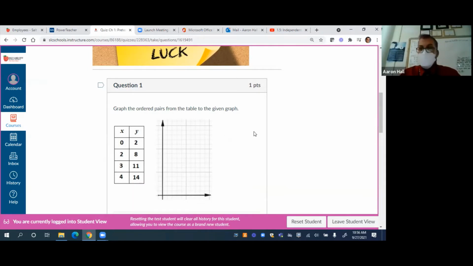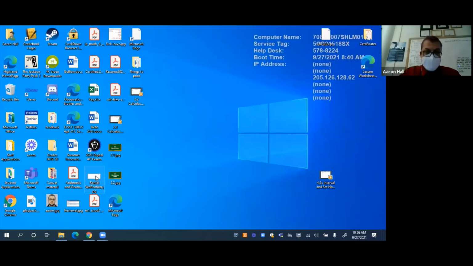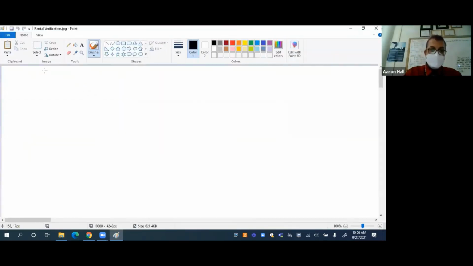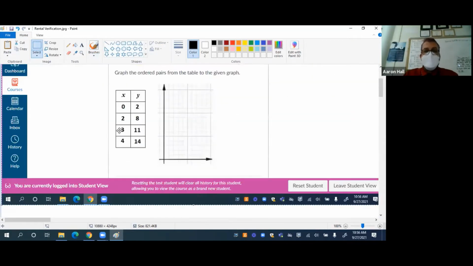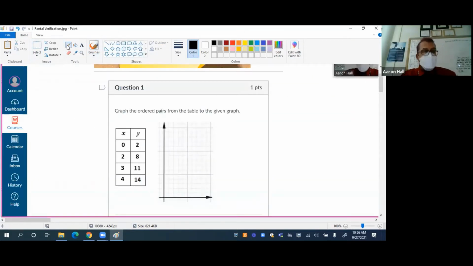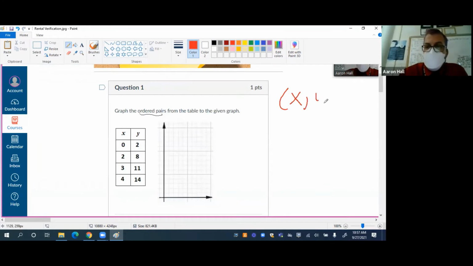I'm going to go ahead and copy this, and go over here to my virtual whiteboard, if it'll open. There we go. I'm going to go ahead and plot these points. Now I want you to recall, and I don't know where you learned this, maybe it was 7th grade, that each ordered pair is written with an X first, followed by a Y. The first value, your X, is your left-right value. Your Y is your up-down value.